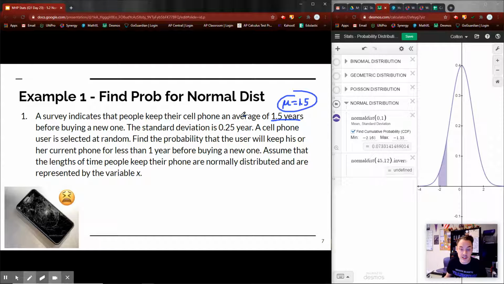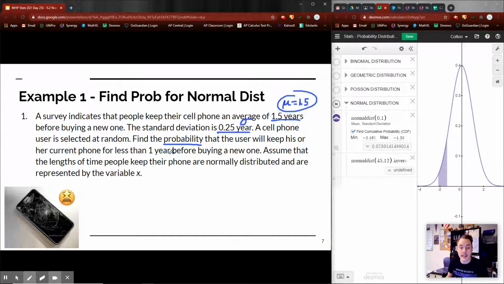With a standard deviation of 0.25. So that is my standard deviation. Okay. Now, find the probability or find the area, because they mean the exact same thing. Area and probability are now going to be interchangeable.